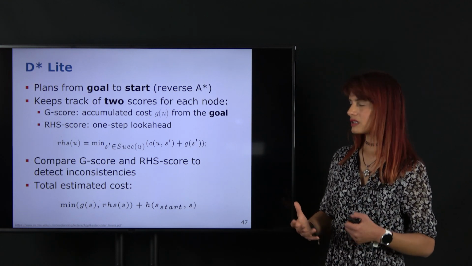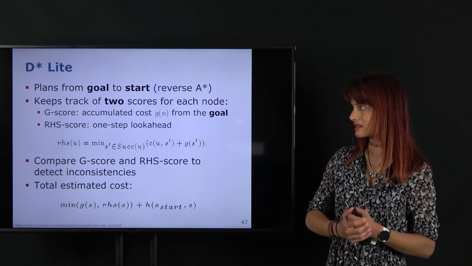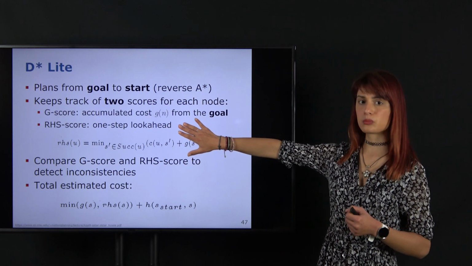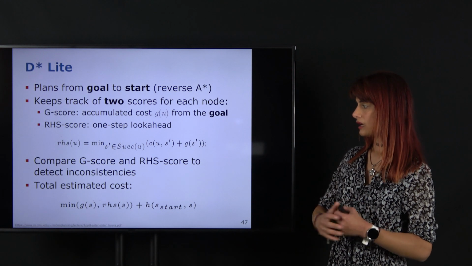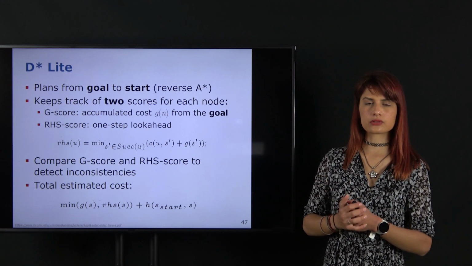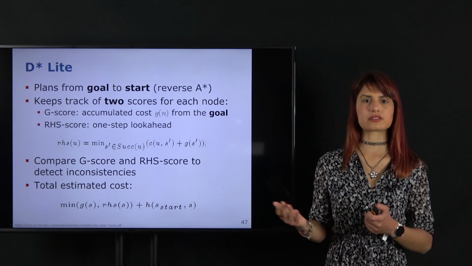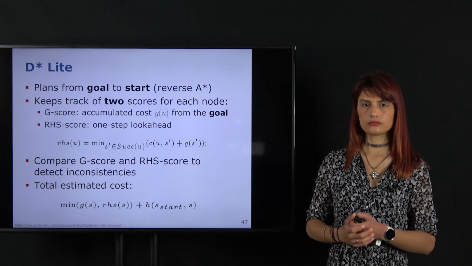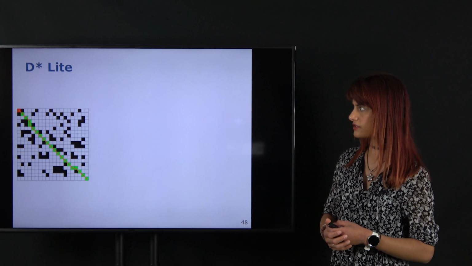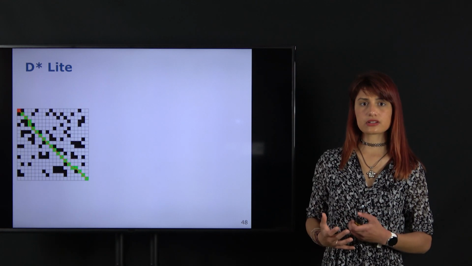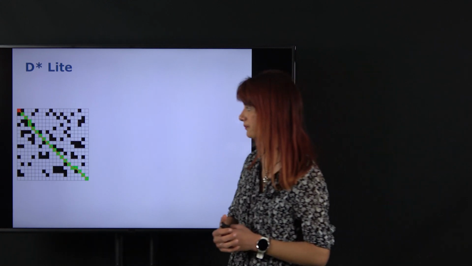So conceptually, the idea of D-Star is very similar to A-Star, except this time we introduce an additional bookkeeping so that we can detect changes, fix paths. And everything is done the other way around because our search takes place from the goal to the start rather than from the start to the goal. So without going into too much numerical examples, let's just have a visualization of what D-Star Lite looks like if we want to implement it in a grid world.